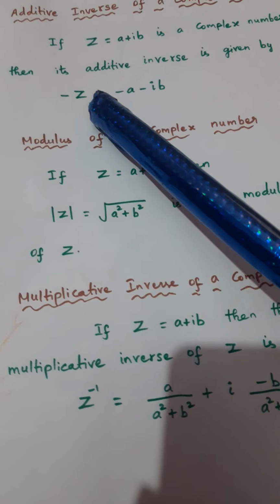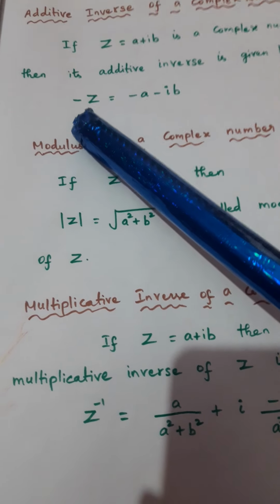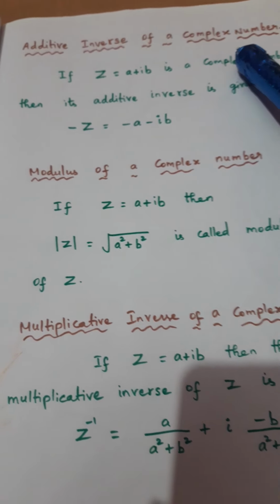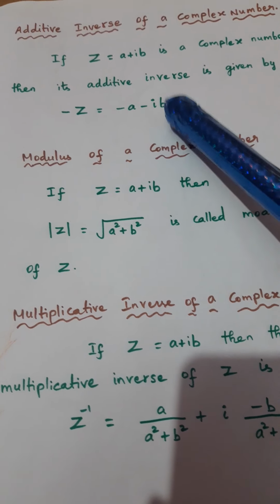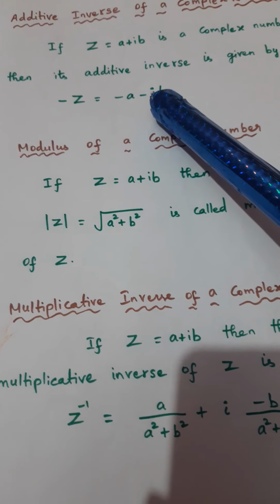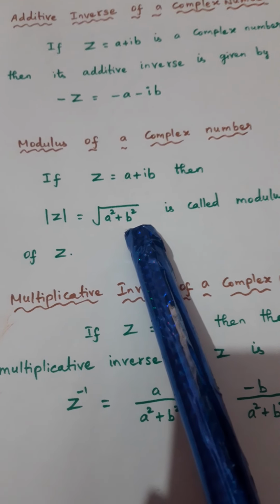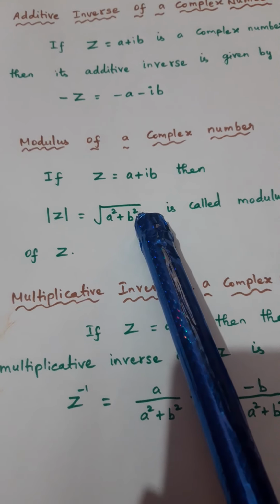This you can remember. Z is a complex number, and minus z is called the negative of a complex number, otherwise the additive inverse of a complex number. What we have to do is change the signs of both the real part as well as the imaginary part. This is the formula to calculate modulus z: root of a square plus b square, where a is the real part and b is the imaginary part.